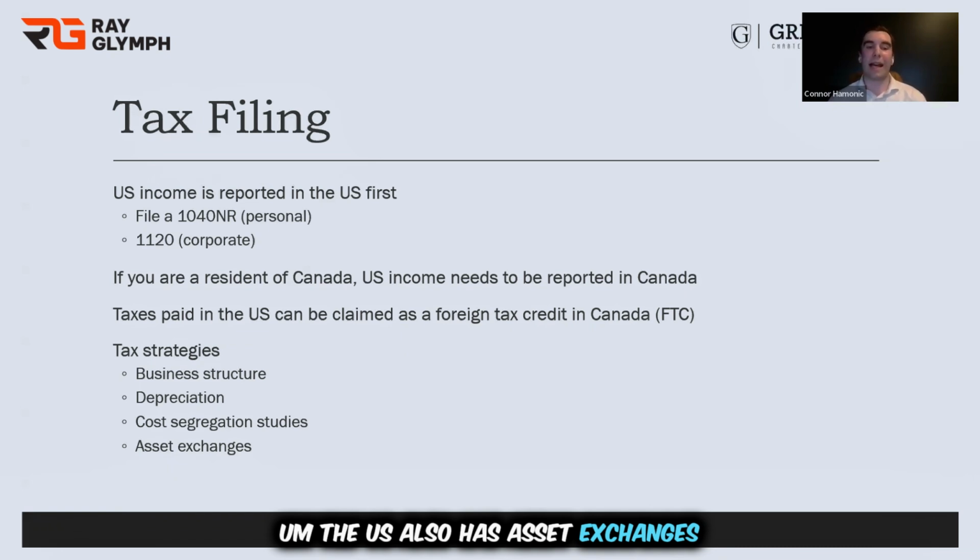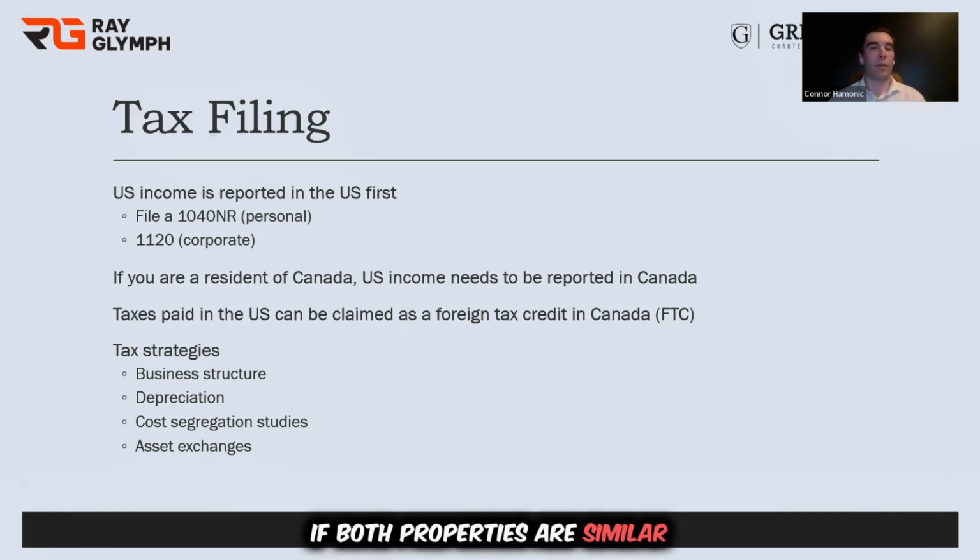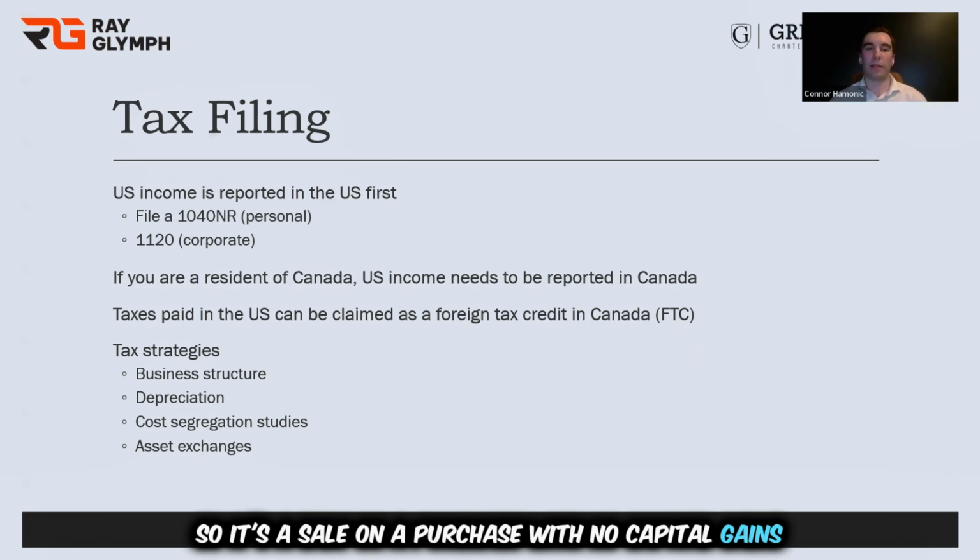The US also has asset exchanges. If you sell a property in the US and you buy a similar property, we can classify that as an asset exchange rather than a sale. Again, there are a lot of details that we need to look at, but an exchange of this nature can help us avoid paying capital gains taxes. So rather than selling a property, recognizing a gain, and buying a new property, if both properties are similar and if they meet certain criteria, we can do an exchange. So it's a sale and a purchase with no capital gains.